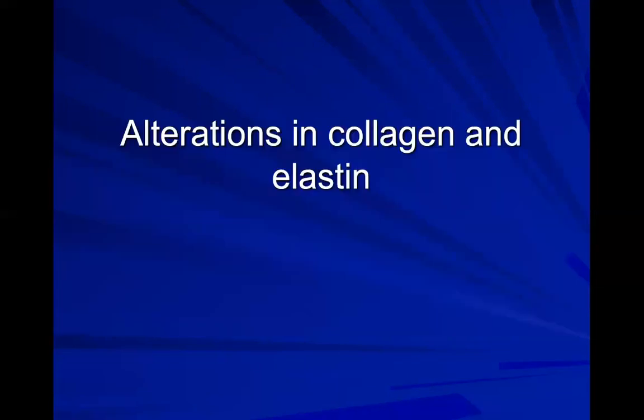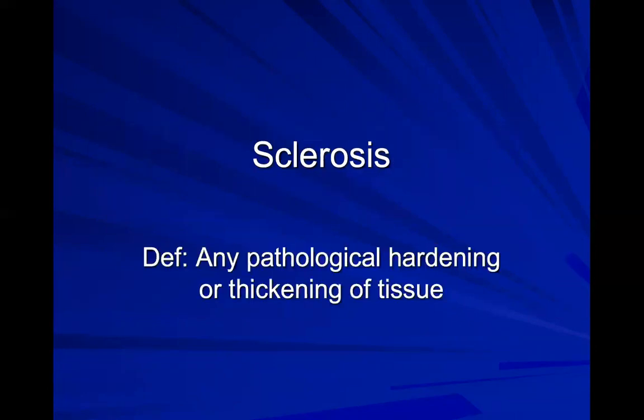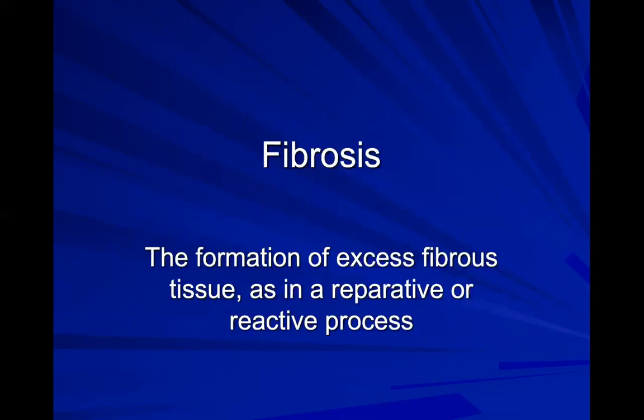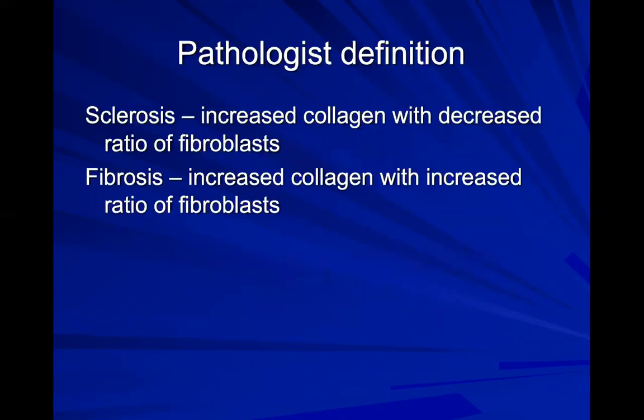Okay? Moving on, we're going to talk about alterations in collagen and elastin. So first, if you look at Merriam-Webster's definition of sclerosis and fibrosis, you'll see these definitions. Sclerosis says any pathologic hardening or thickening of tissue, and fibrosis says the formation of excess fibrous tissue as in a reparative or reactive process. So often people use these terms interchangeably because clinically it's sort of hard to distinguish them. When we talk about fibrosis and sclerosis histopathologically, we are talking about different things.